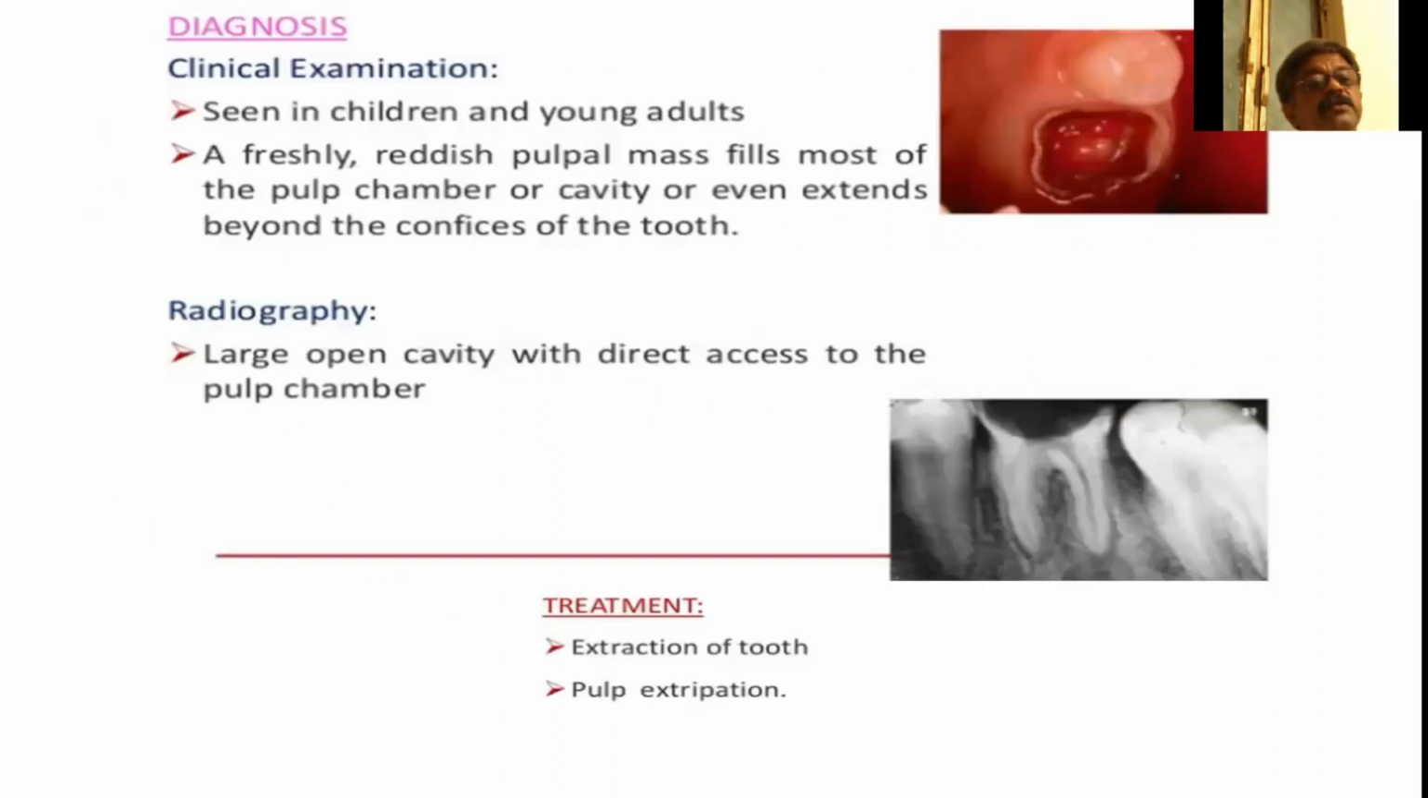So diagnosis: first is clinical examination. Seen in children and young adults, a fleshy reddish pulpal mass fills most of the pulp chamber or cavity or even extends beyond the confines of the tooth. Then radiography: we will see a large open cavity with direct access to the pulp. See, you can see here in the radiograph. This is a large open cavity where we get direct access to the pulp chamber.